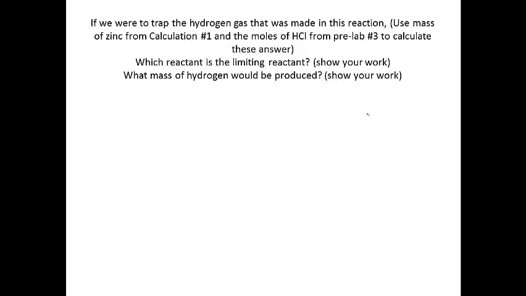Now, for this next one, if we were to trap the hydrogen gas that was made in the reaction, use the mass of zinc from calculation 1 and the moles of HCl from pre-lab number 3 to calculate these answers. Which is the limiting reactant and how much mass of hydrogen would be produced. Now anytime we have a limiting reactant problem, we write the balanced equation. Zinc plus hydrochloric acid, single replacement, forms zinc chloride. Zinc is a +2. And hydrogen gas, which is diatomic. So it's Zn plus 2HCl forms ZnCl2 and H2. So take the zinc from one of your pennies. You only need to do this for one penny.